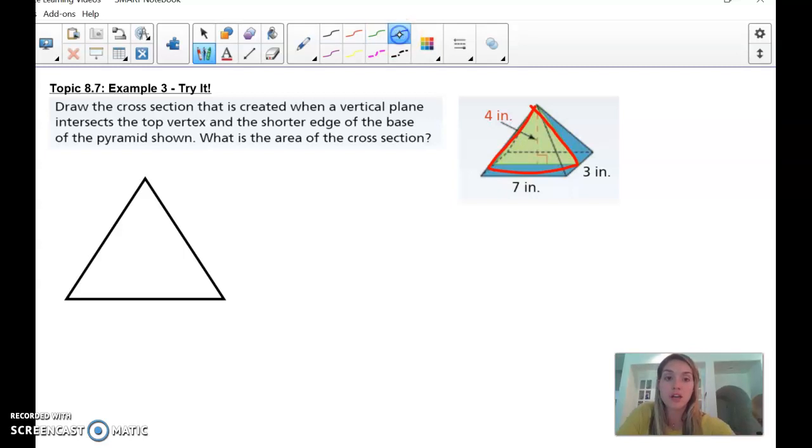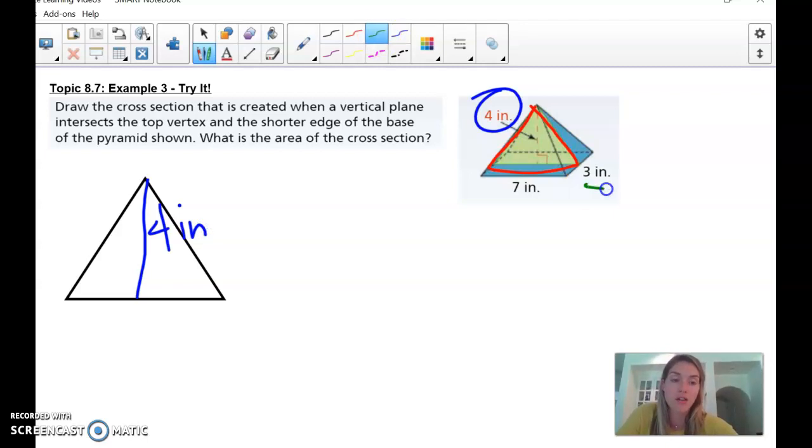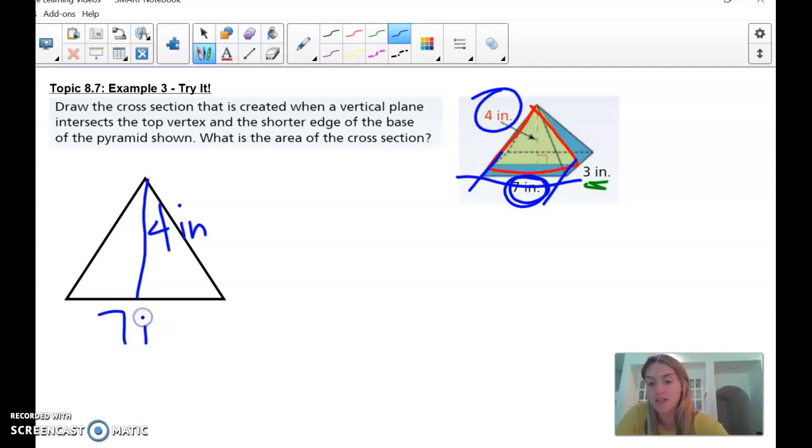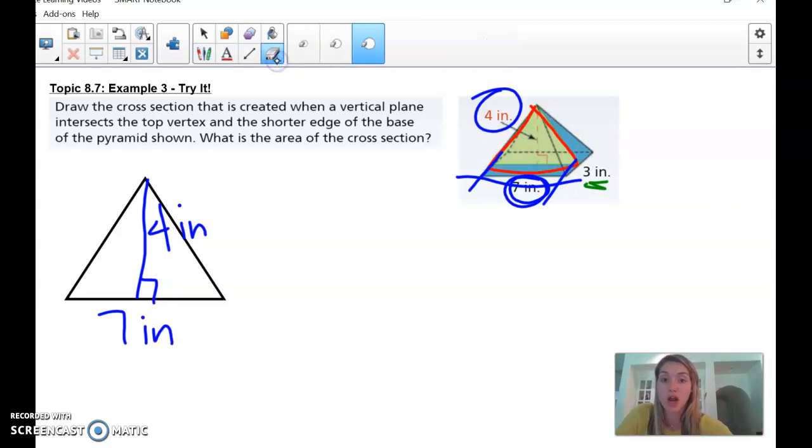It shows right here that the height of the triangle is going to be 4 inches. Height of the triangle is 4 inches. And the base of that triangle, now the 3-inch side is being intersected by that triangle. So if I follow it out like this, I know that this length, the base of the triangle, is going to be the same as this side length of the rectangle. So the base of the triangle is going to be 7 inches. Oh, and this height always makes a right angle with the bottom. All right, so those are going to be the dimensions of my triangle.